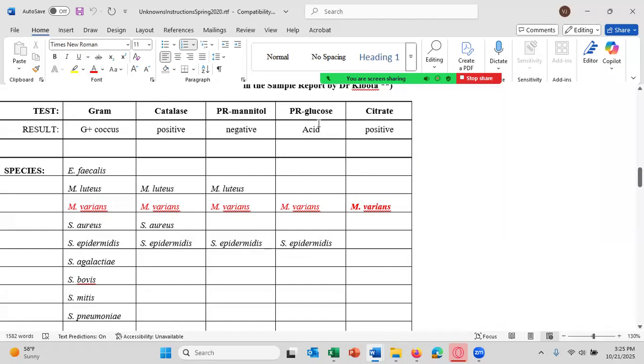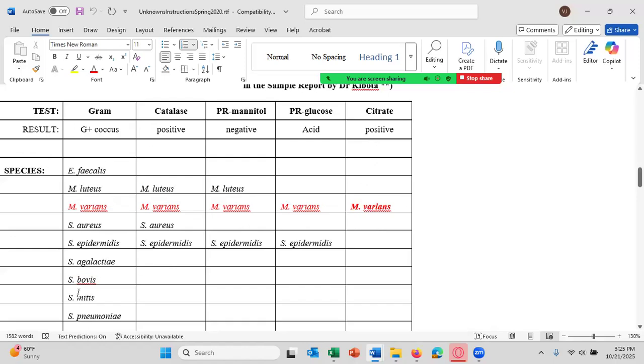The next test the person ran was the PR glucose test, and the result and conclusion was it was acid. That narrowed it down to these 2 species. They then ran the citrate test, and it was citrate positive. That narrowed it down to this 1 species, Micrococcus varians. So you should have a table or a diagram detailing how you identified your unknown species. And obviously, you have a number which represents one of these species.